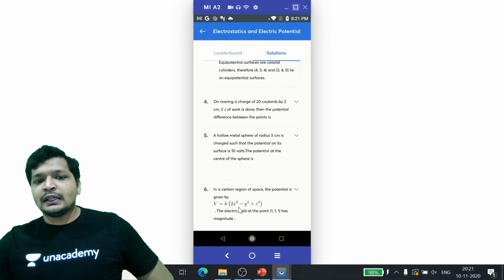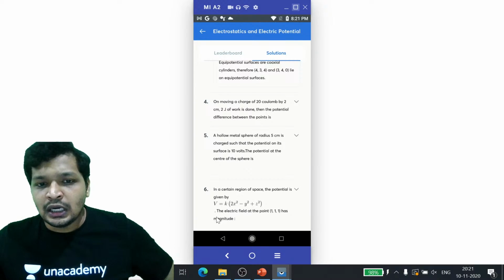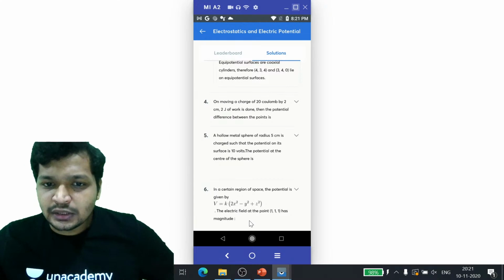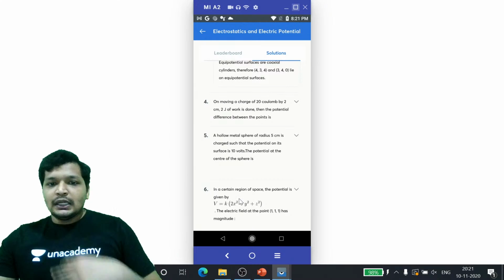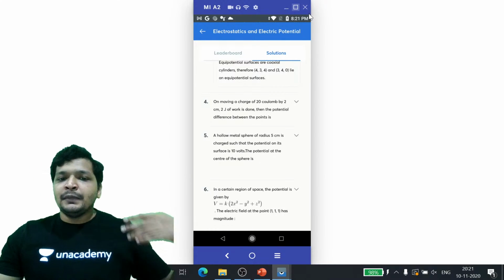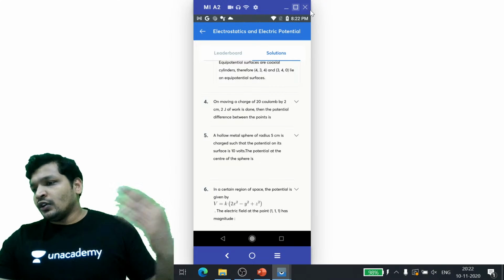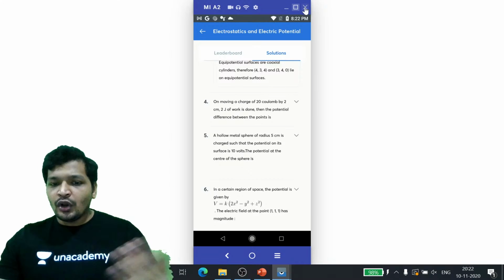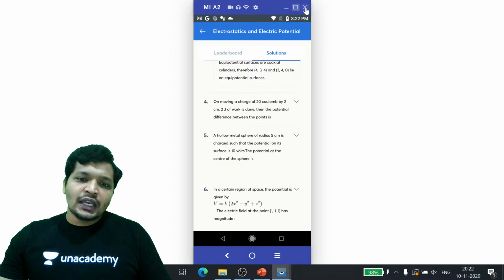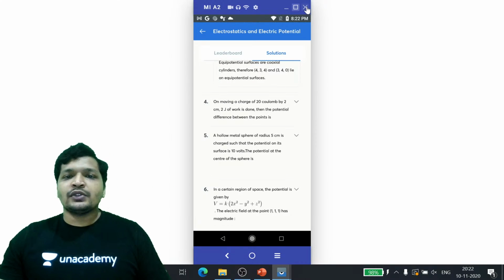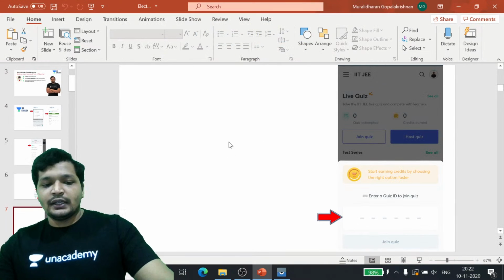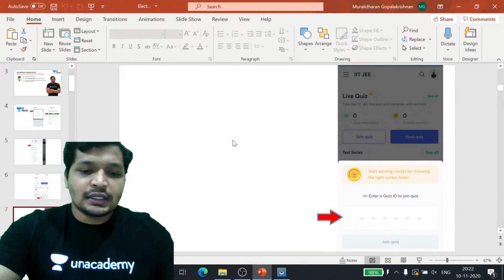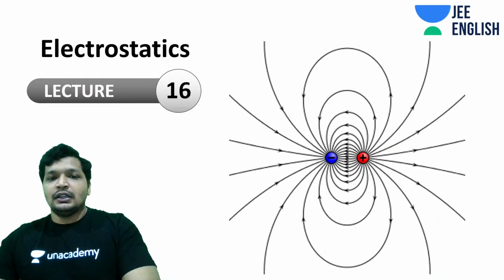We are given a potential V is equal to K into 2x square minus y square plus z square. I'll just take up this question. I'm going to close this up and find out the electric field before the start of our lecture. Alright guys, V is equal to K into 2x square minus y square plus z square. Let's get started with the lecture then.